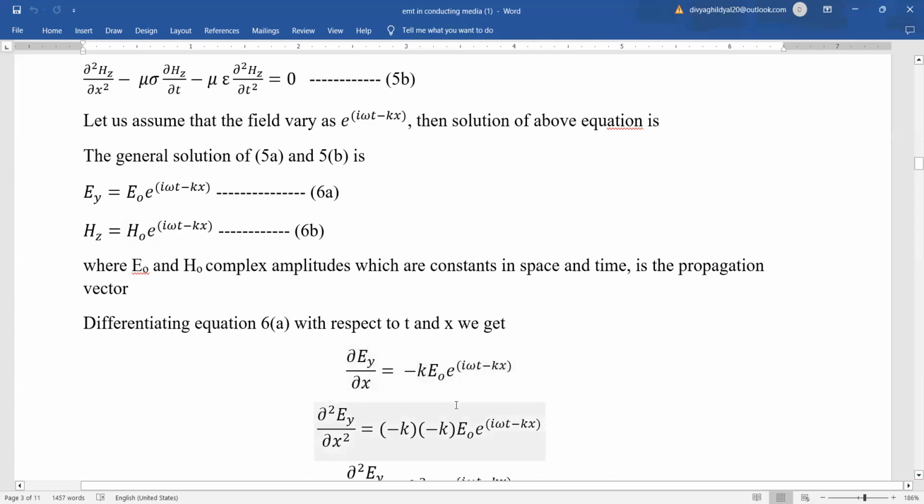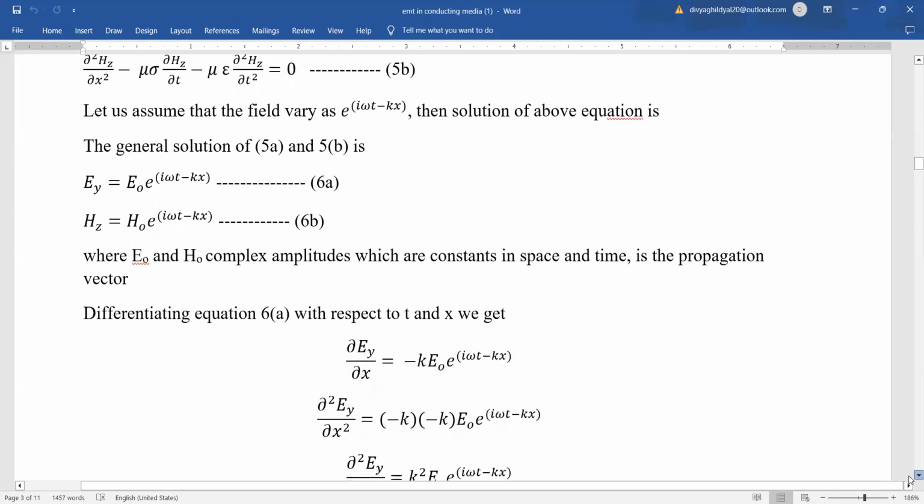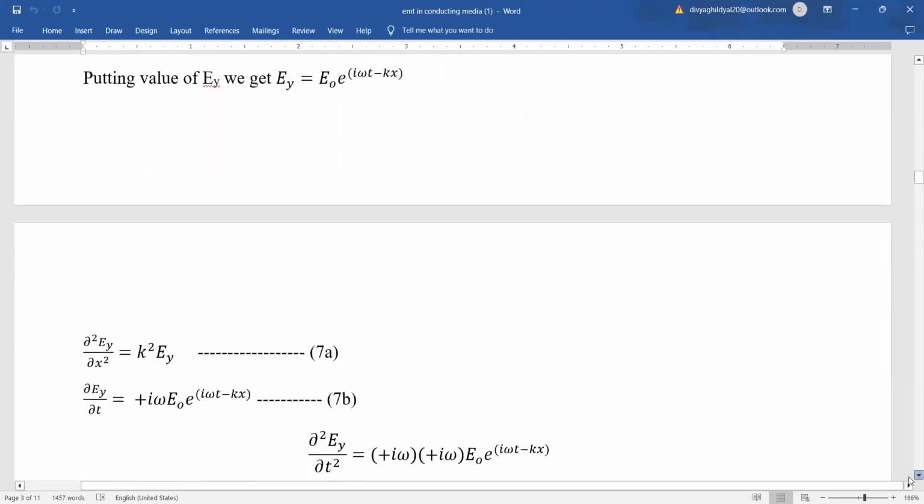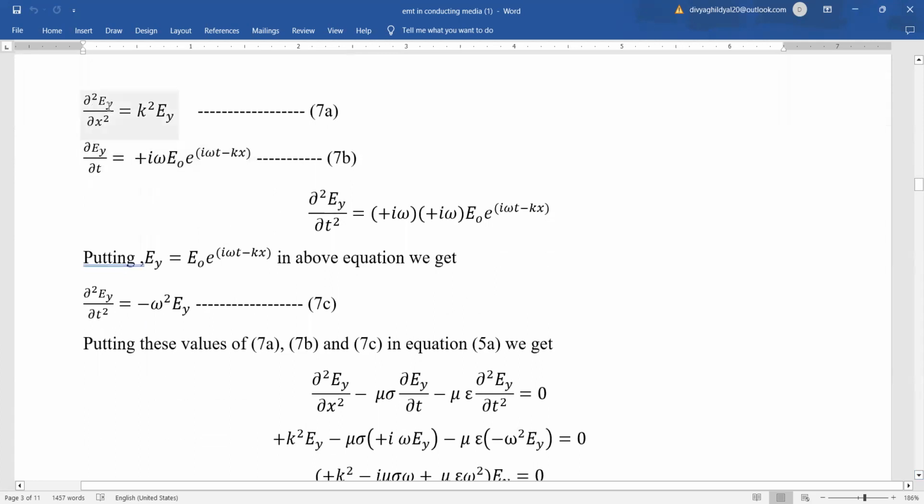Now we take the second differential of this expression and we get del 2 Ey by del x2 is equal to minus k into minus k E naught e to the power of i(omega t minus kx). Now we will put the value of Ey equal to E naught e to the power of i(omega t minus kx) here, so that the equation looks a bit simpler in form, and we get del 2 Ey by del x2 equal to k square Ey.